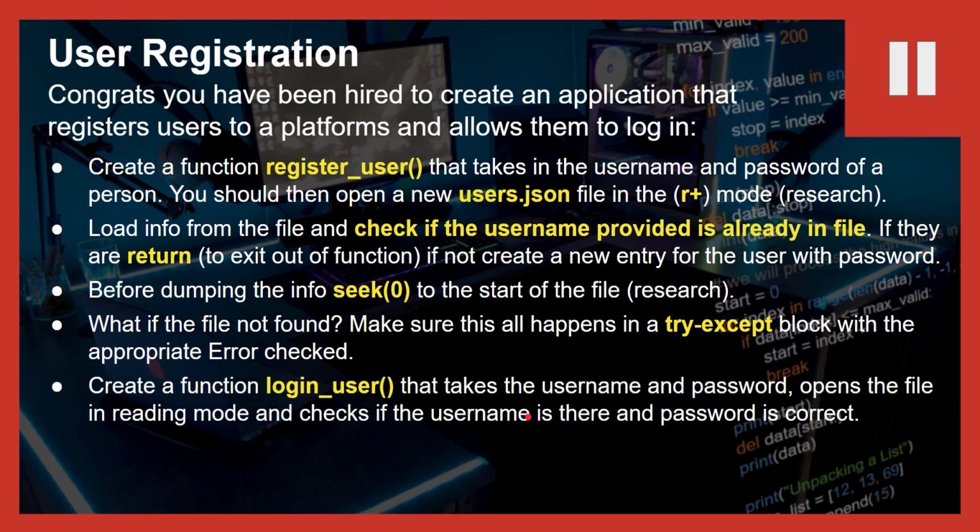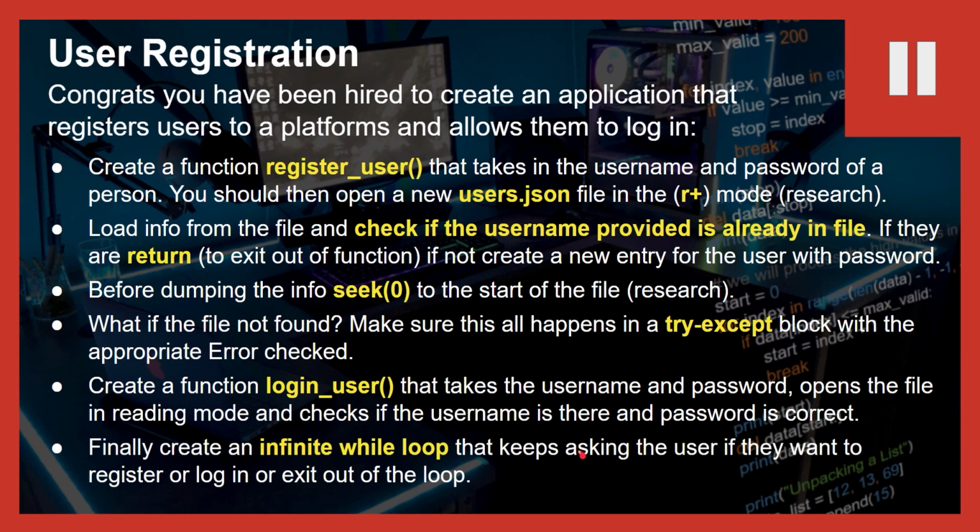Next, you'll need to create a function that will log in the user, that takes the username and password, opens up the file in reading mode, and checks if the username is there and the password is correct. So first of all, you need to check if the username is in that file, and then check if the password that the user provided is associated with and correct for that username. And finally, you'll need to create an infinite while loop that keeps asking the user if they want to either register or log in or exit out of the loop. And of course, whenever you ask them to register, you call the register user function. Whenever you want them to log in, you call the login user function.